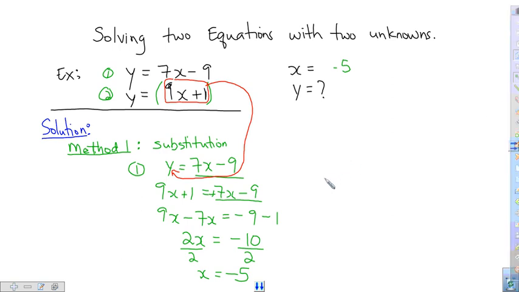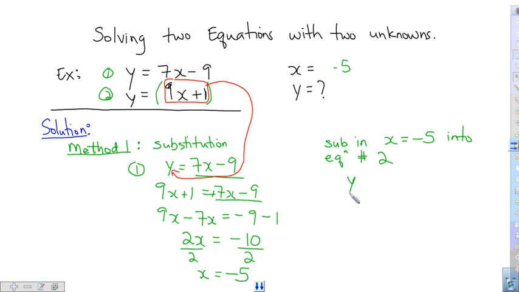Now, in order to solve for y, we take our solution for x and we can plug it into either equation number 1 or equation number 2, whichever one you want. So sub in x equals negative 5 into equation number 2. The reason I picked equation number 2 to sub in is because there's no negatives, and so it might be a little bit easier. But you could sub into 1 and you will get the same answer.